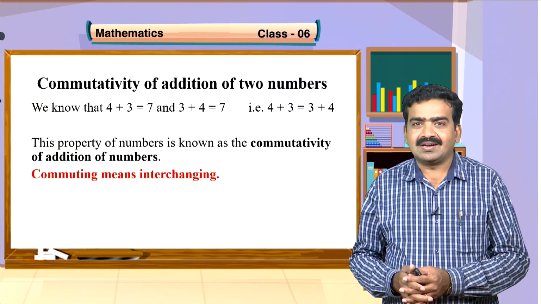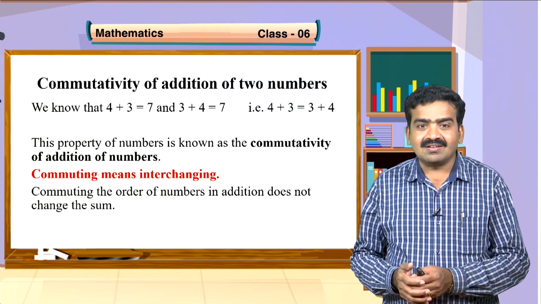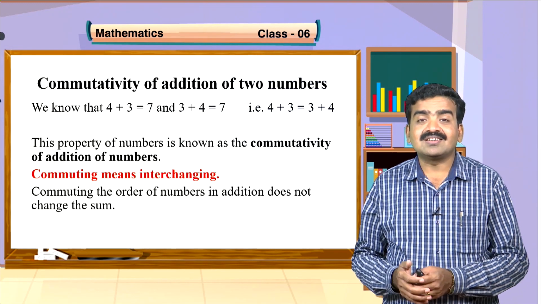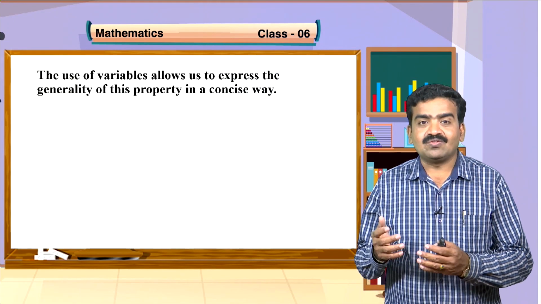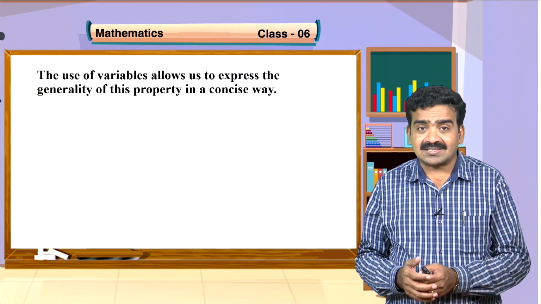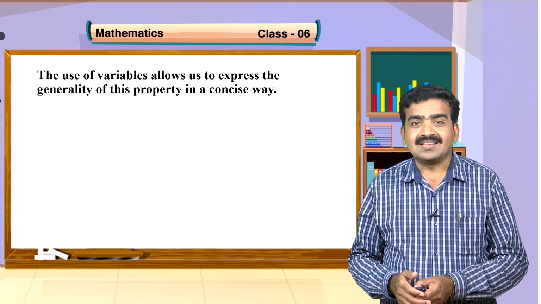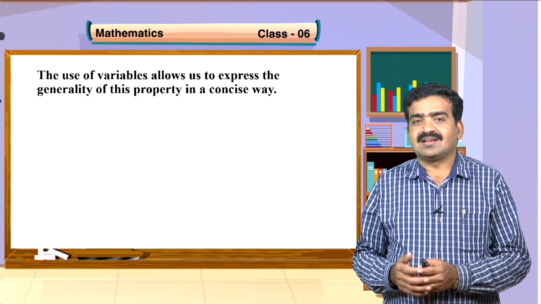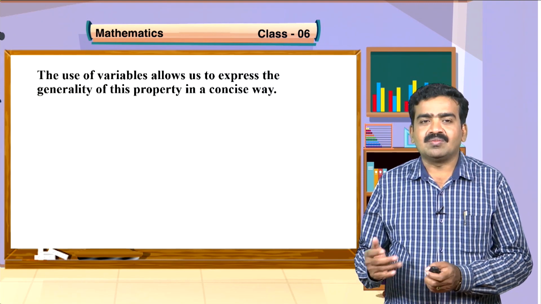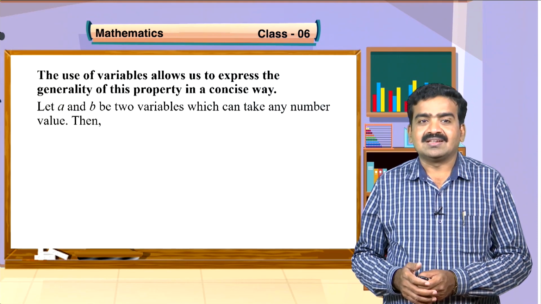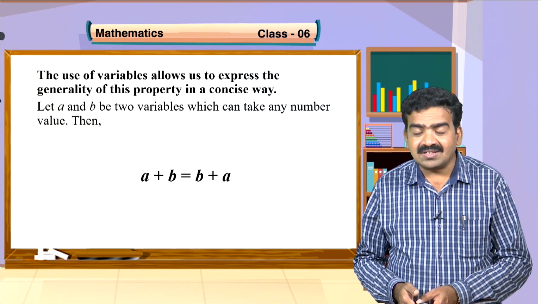Before that, we learned that commutativity means interchanging, and changing the order of the numbers in addition does not change the sum. That is what we learned in the previous class, and the use of variables allows us to express the generality of the property in a concise way. So we can shorten long expressions by using variables, and we can come to the general conclusion a plus b is equal to b plus a in the case of commutativity of addition.